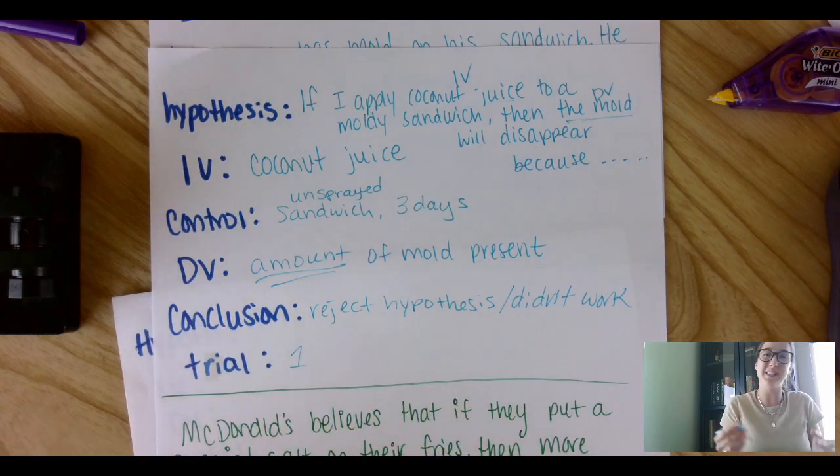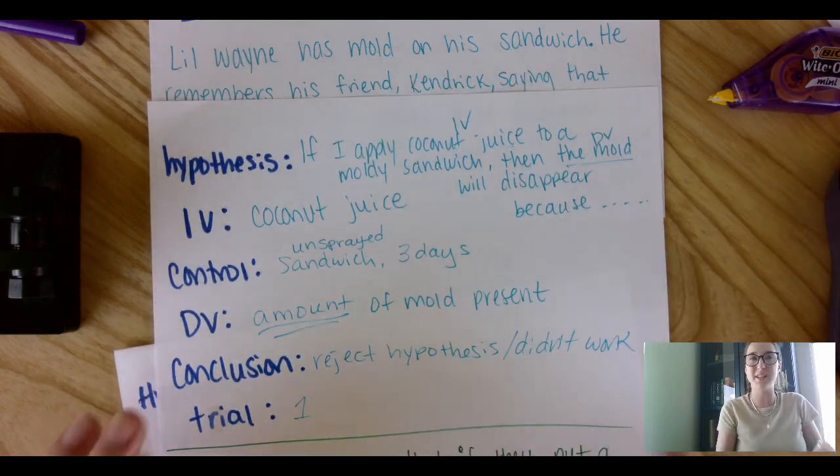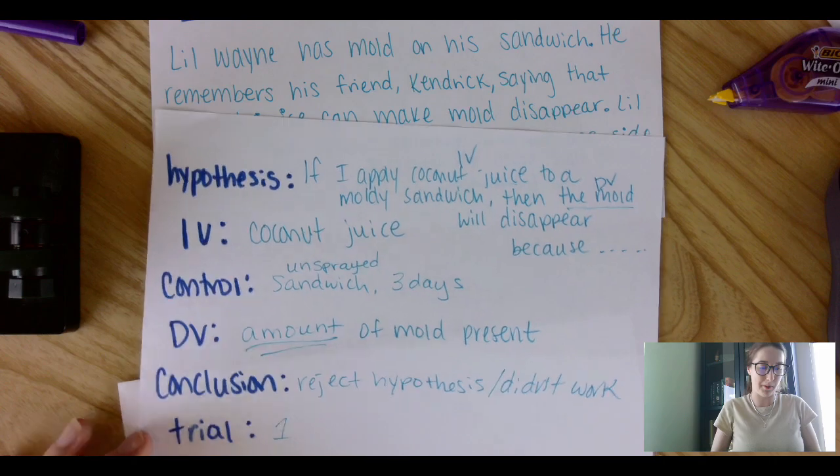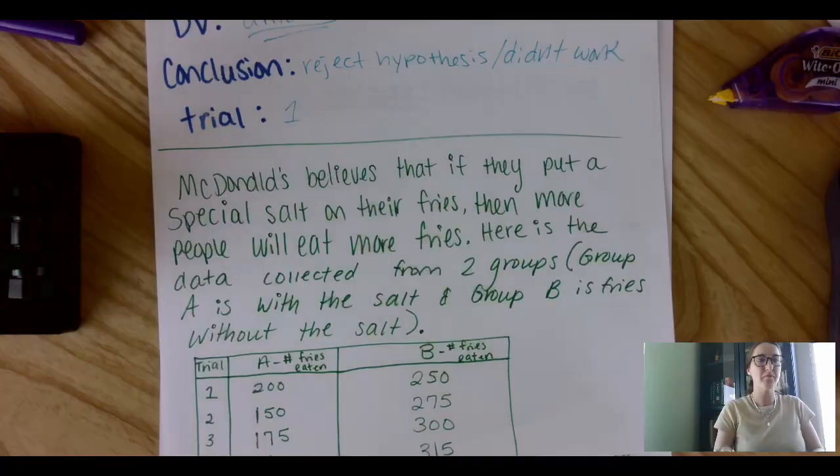We just did one, so if we want to increase the validity of this, right, you would want to do more trials and make sure you're applying the same amount of coconut juice, different sandwiches, how much mold was there. You see the criteria, right, to get your experiment completed there. So there is our first example, okay? Let's do another one here.